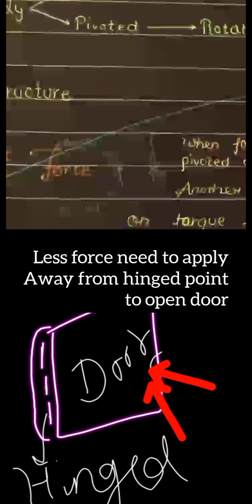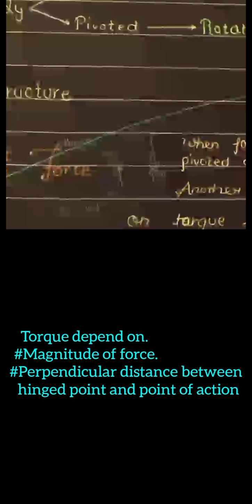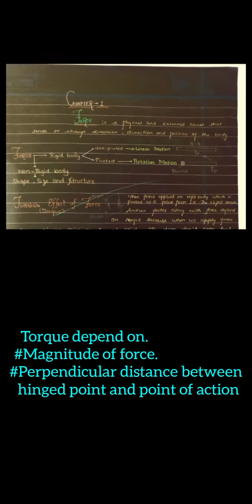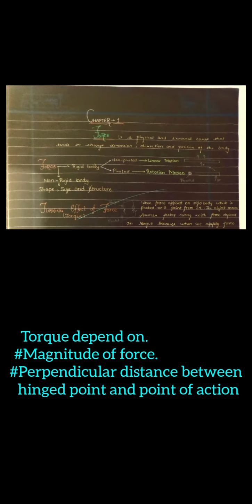This proves that the torque, or turning effect of a body, depends on the magnitude of force. It also depends on the perpendicular distance from the hinged or pivoted point to the point of action. These two, the magnitude of force and the perpendicular distance from the pivoted point to the point of action, together are called moment of force. The unit is Newton meter. This is the SI unit, and the CGS unit is dyne centimeter. The gravitational unit is kgf meter, and in CGS the gravitational unit is gf centimeter. So this is all about the turning effect of force and its unit.